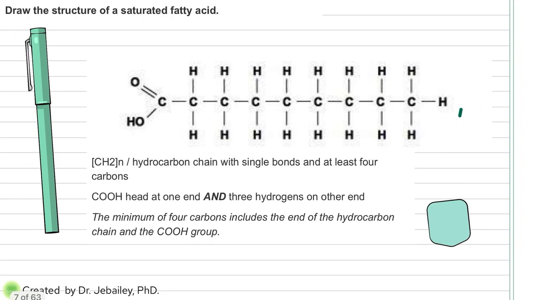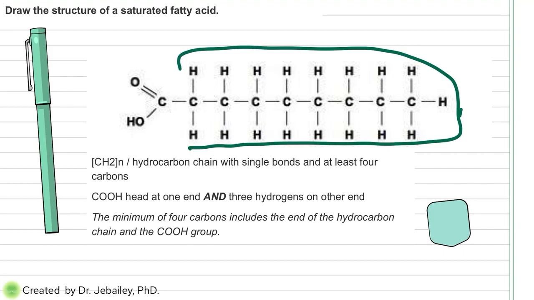As you can see here, it shows the hydrogens with the carbons, right? And then here we have the carbon with CO. So basically, what are they asking? They want you to draw the hydrocarbon chain of single bonds, okay? Because it said the word saturated. Saturated means there is no double bond. And it says at least 4 carbons.